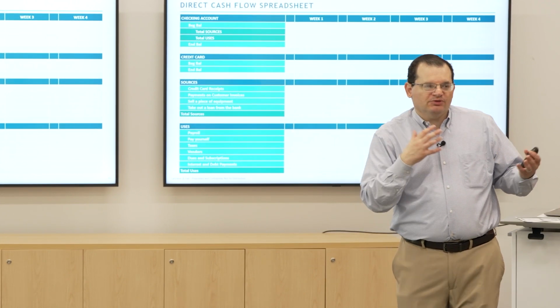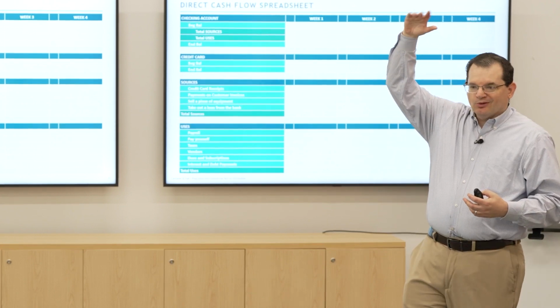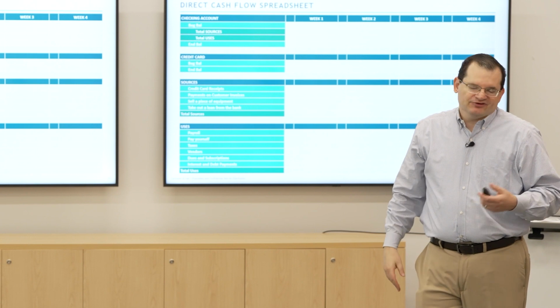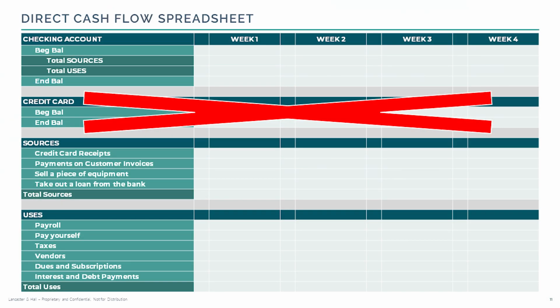The credit card only becomes a source of capital or use of capital when you're running it all the way up or you're paying it all the way down. And if you're not going to do that, we're just overcomplicating the spreadsheet. So we're going to take out the credit card and really make it simple for you.